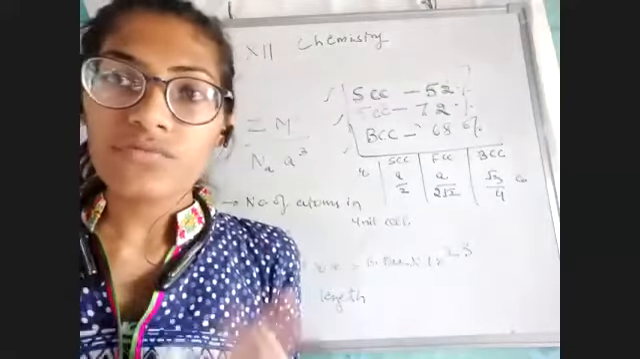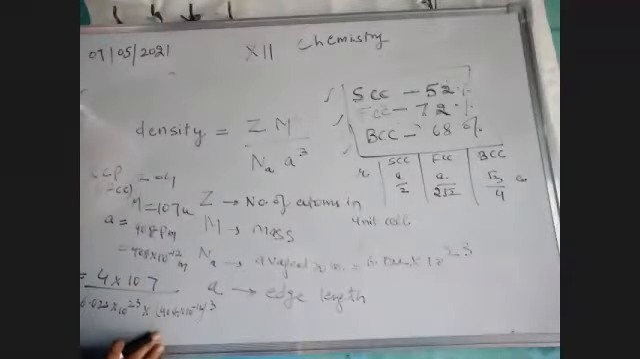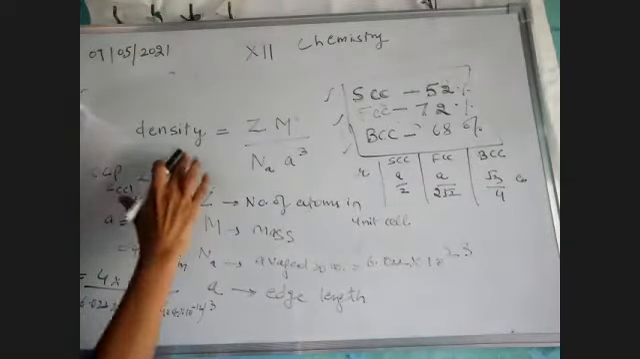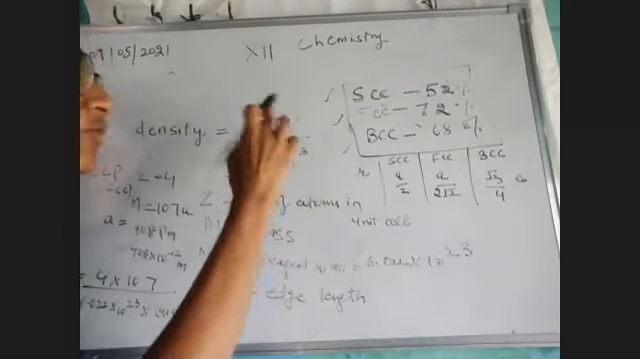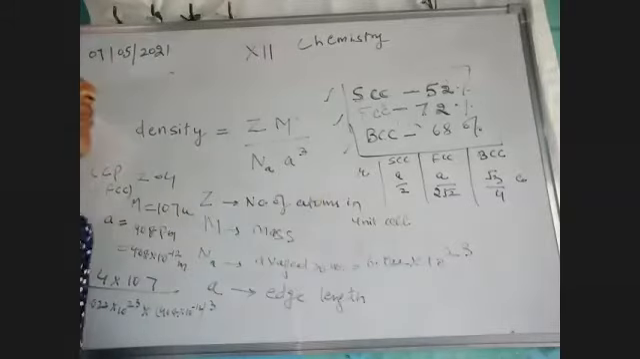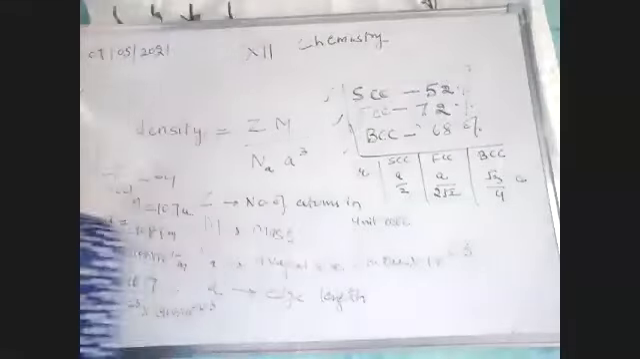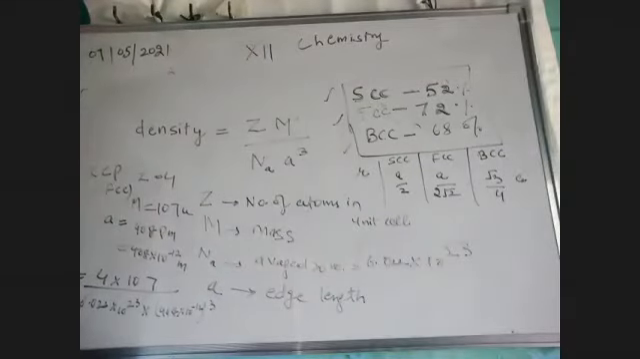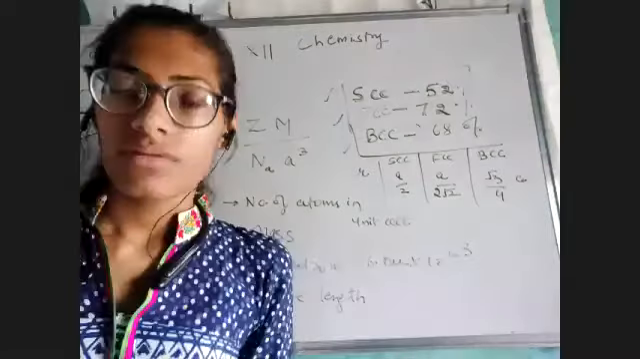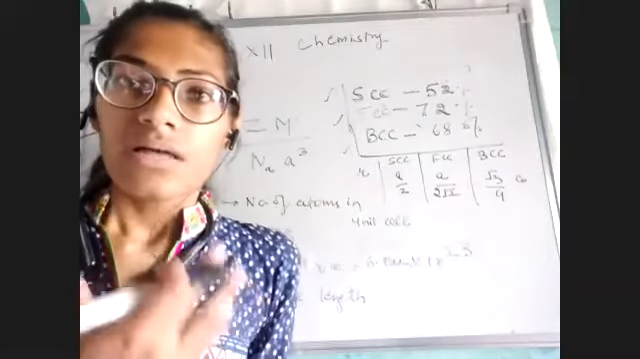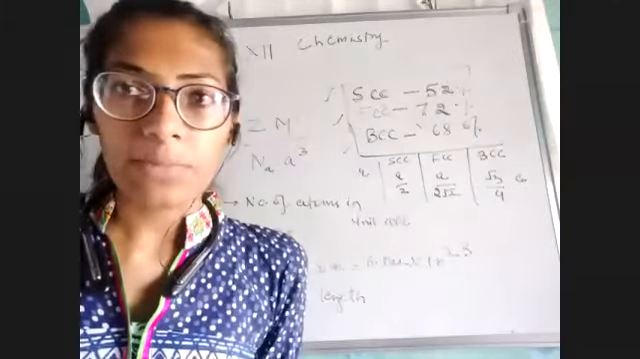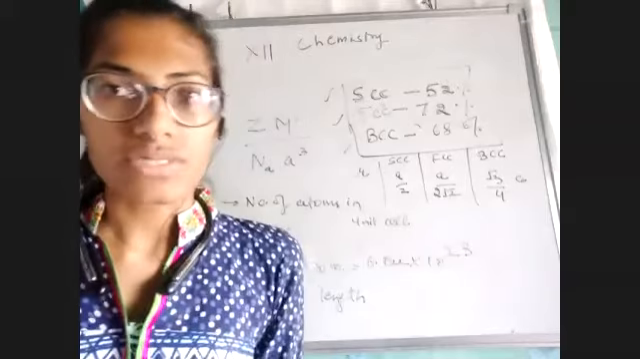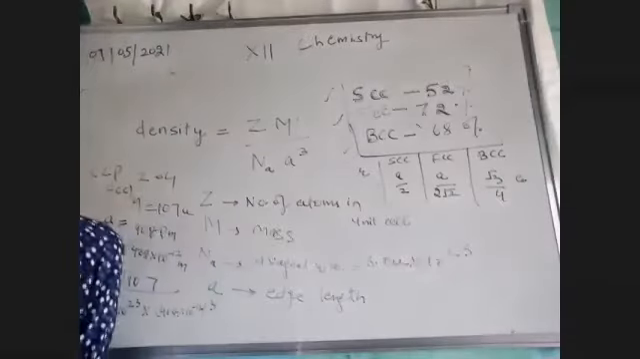Okay, and the beauty of this formula is not only density. On the basis of this formula, we can also calculate our mass, we can calculate Z, we can calculate the edge length, because the density would be given. So out of these 5 quantities, 4 would be given to you, and you would easily calculate the 5th one. This is the beauty and the advantage of this formula, with the help of which you can easily calculate your unknown. Okay, so this was all about this topic.